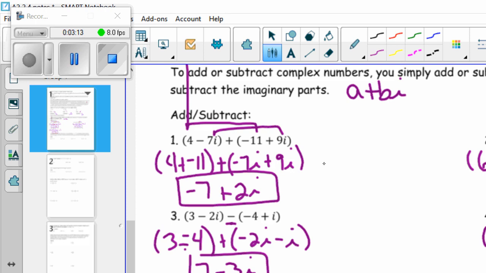And then finally, we've got -4 plus -2, and then plus 6i plus -9i. -4 plus -2 leaves us with -6. 6i plus -9i turns to -3i. So -6 minus 3i. Okay.